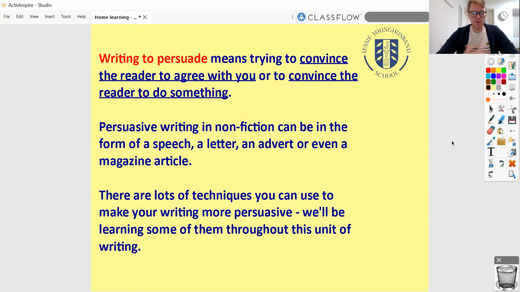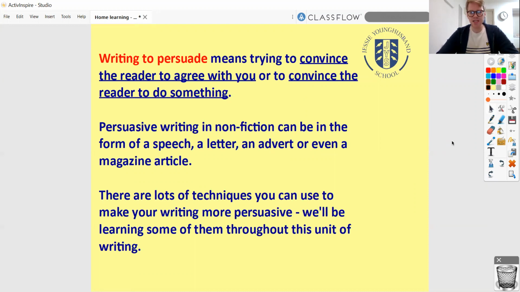Okay, so hopefully you've discussed this at home. Writing to persuade means trying to convince the reader to agree with you, or to convince the reader to do something. So when we're writing to persuade, we're trying to convince people. So we're trying to put forward a case, put forward a bit of an argument to say why the reader should either agree with your viewpoint, agree with what you're saying, or to convince them to do something, to perform a particular action.